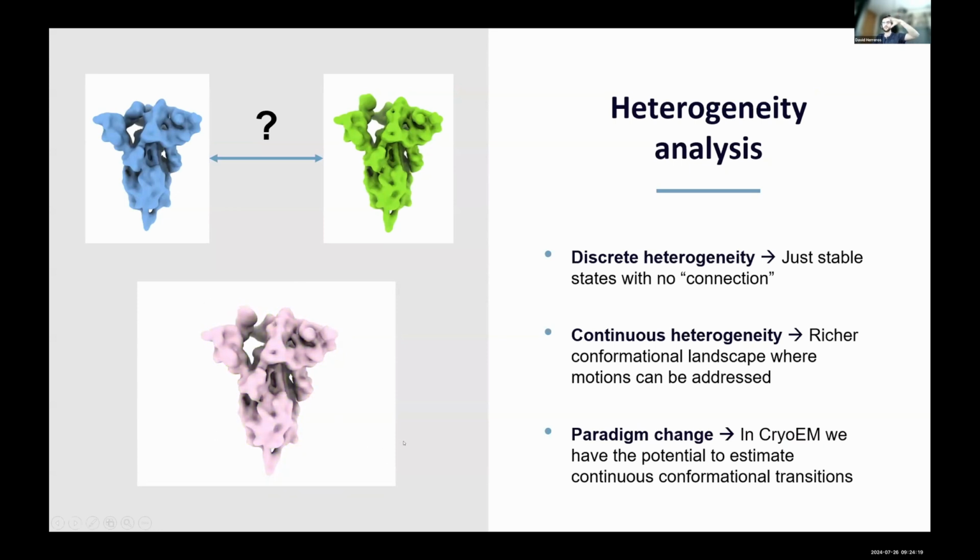Trying to see how our protein is moving from one state to another in a continuous manner, or if it is following a very specific path and so on. So this is the idea. This is what we would like to solve: how to go from a stable number of classes to as much structural information as possible.